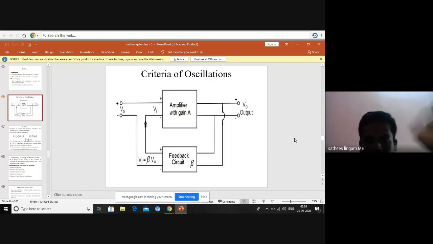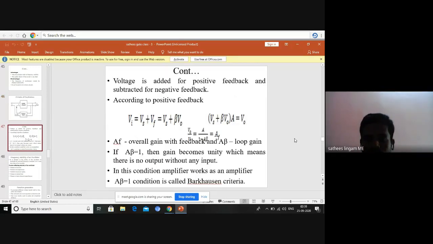So at last, Vs plus beta Vout, with gain A equal to Vout. So Vout by Vs is equal to A divided by 1 minus A beta, which is AF. AF is the overall gain with feedback. It is just a substitution, nothing else. Instead of Vf, we have used beta Vout.